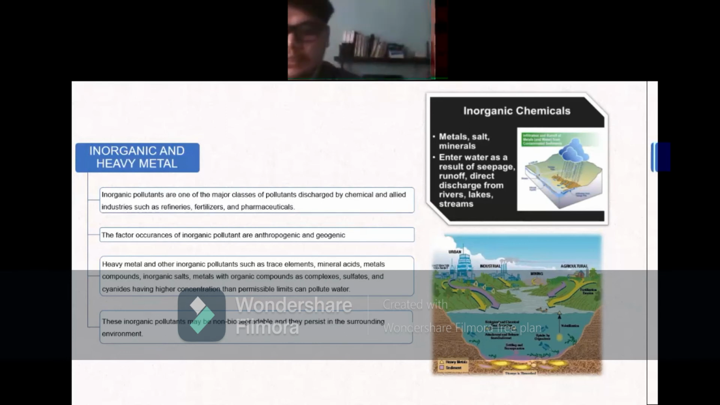This inorganic pollutant may be non-biodegradable and depressing in the surrounding environment. Because of the non-biodegradability of inorganic pollutants, they may persist longer in the ecosystem and cause further deterioration of water quality. So basically, non-biodegradable means not capable of being broken down by the action of living organisms.